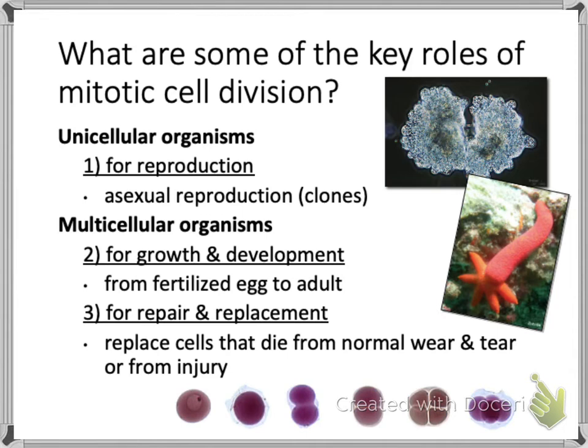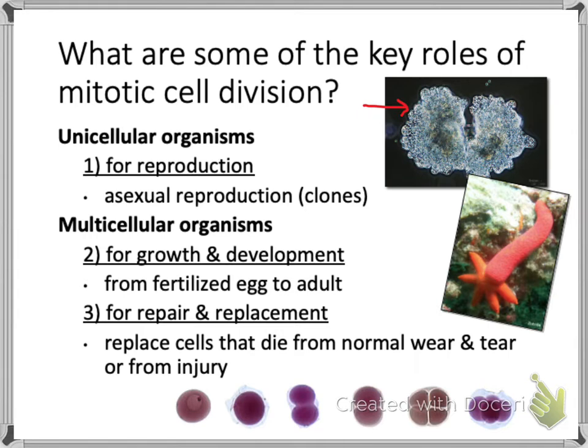So what are some of the key roles of mitotic cell division? That's cell division through mitosis. Well, if you're a unicellular organism like this amoeba here, you use mitosis to reproduce asexually, to essentially divide in two and create a clone of yourself.